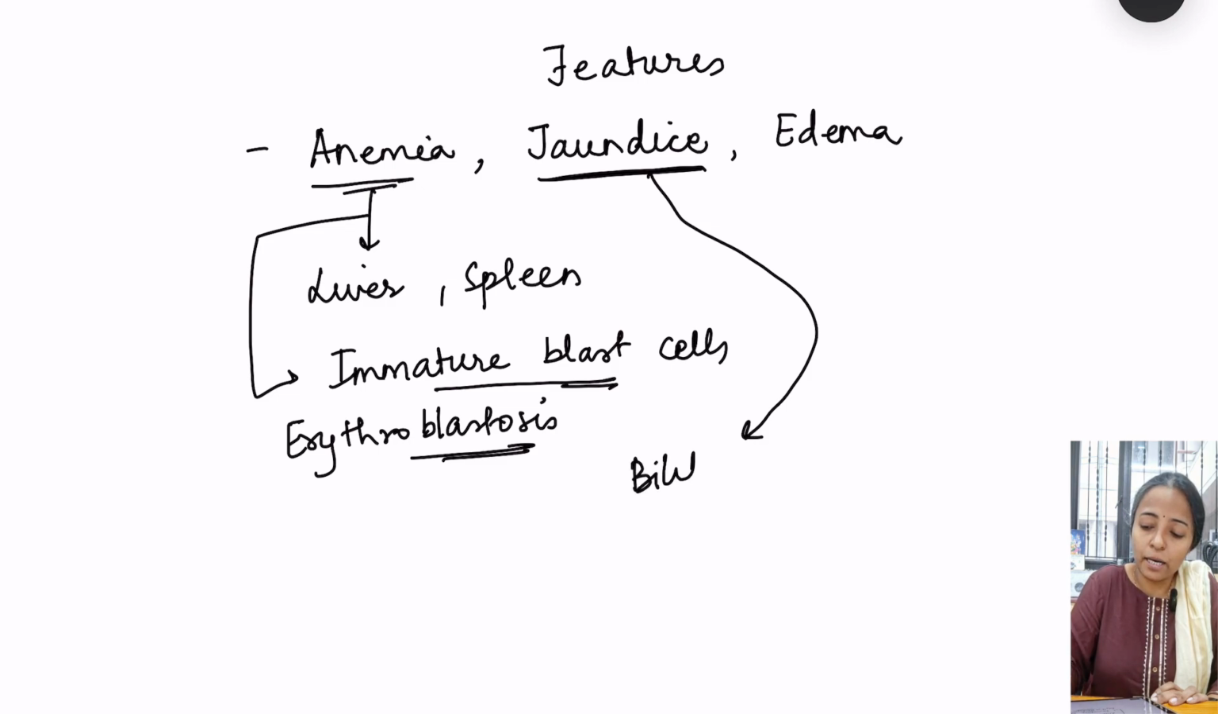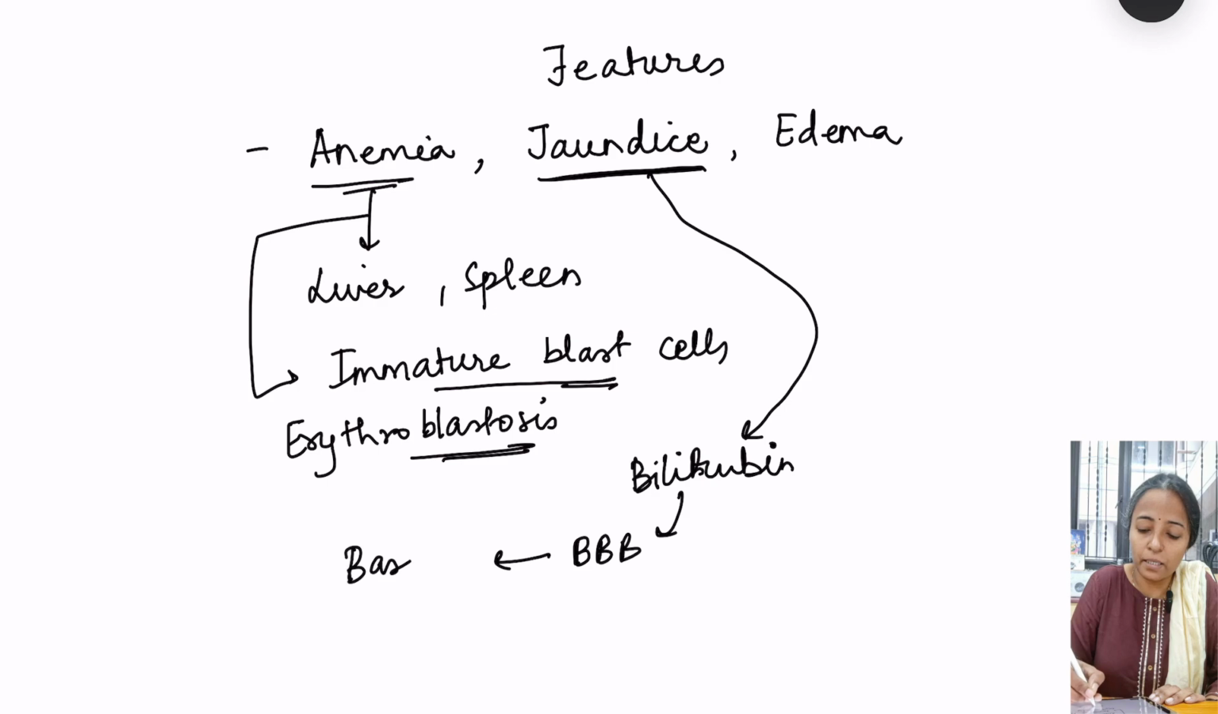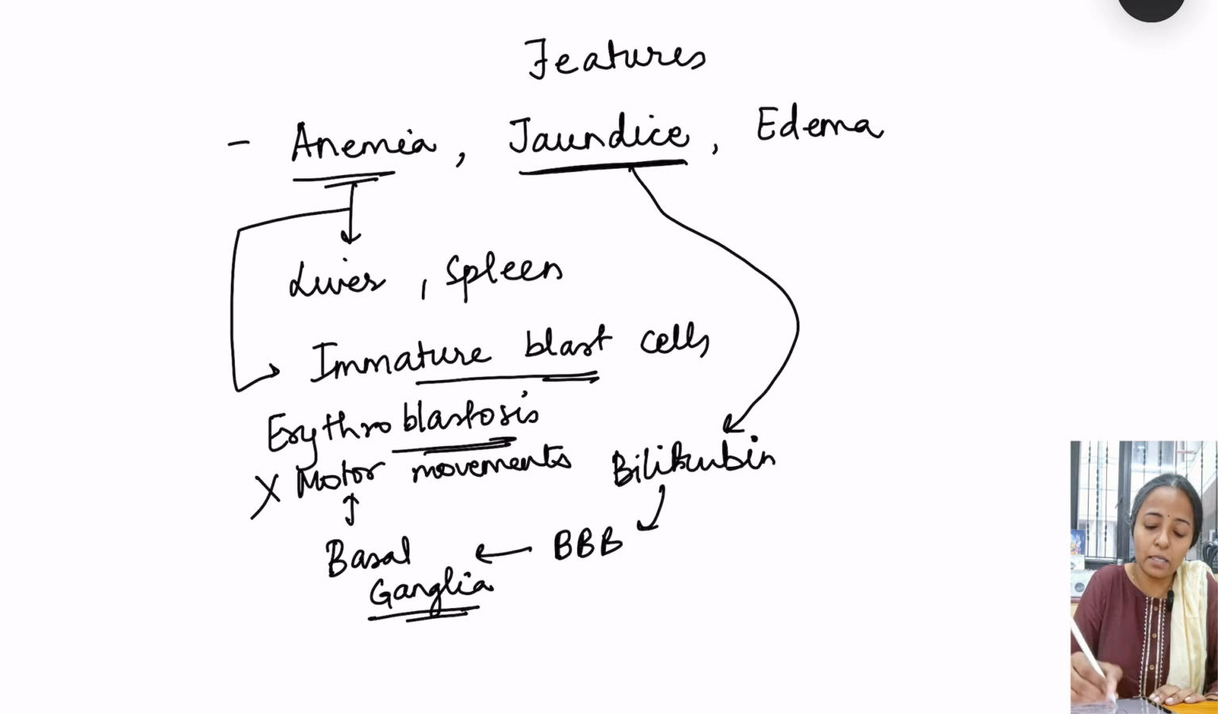Plus, the fetal blood-brain barrier is immature. So this bilirubin can cross the blood-brain barrier, enter into the brain and get deposited in the basal ganglia. Basal ganglia is important for motor movements, right? So this leads to abnormality in motor movements, right? This is dangerous because once this damage occurs, it cannot be reversed.